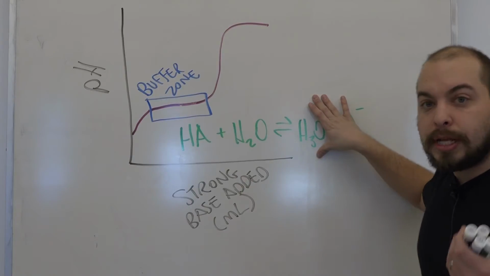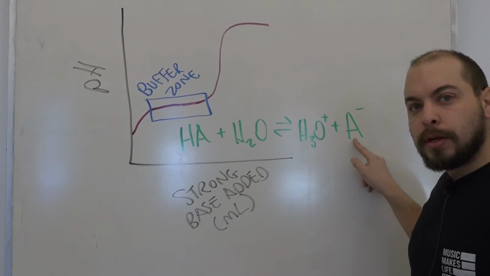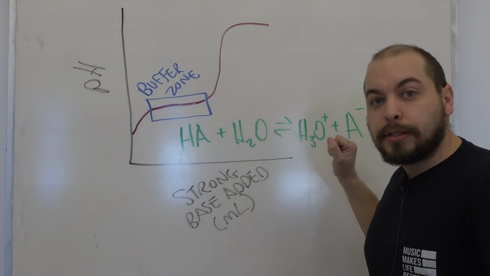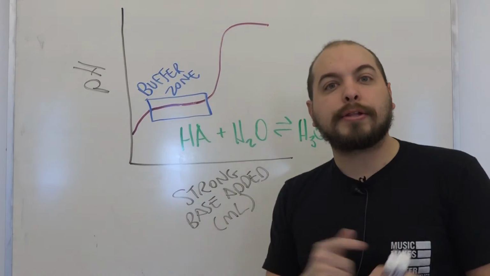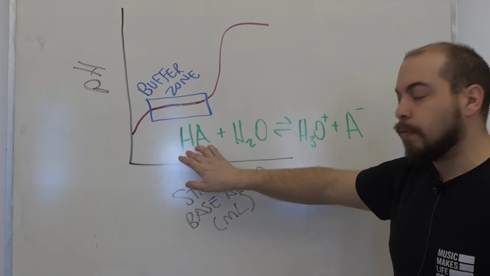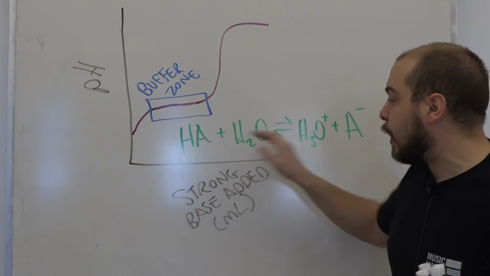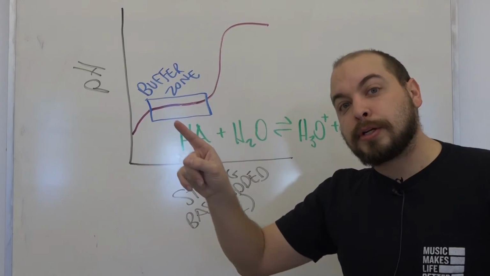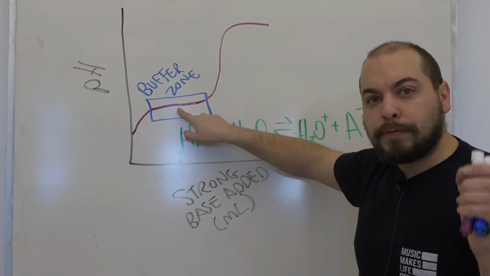However, if we add hydronium, say we add a strong acid, now we're going to shift the reaction to the left, and we have this A minus, which can actually absorb any extra hydronium ions. So by shifting either way, in what situation can we shift maximally in either direction? The answer is when we have equal concentrations of weak acid and its conjugate base. If we have equal concentrations, then we know that we can shift in either direction as much as possible. That is the center of our titration buffer zone.